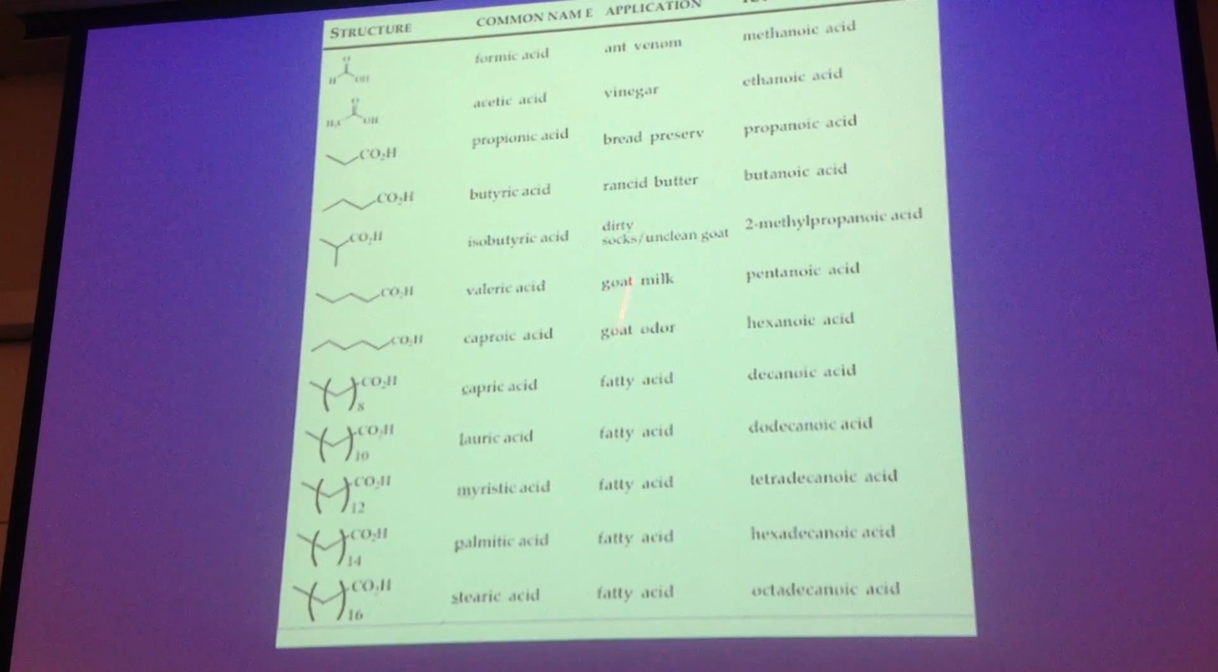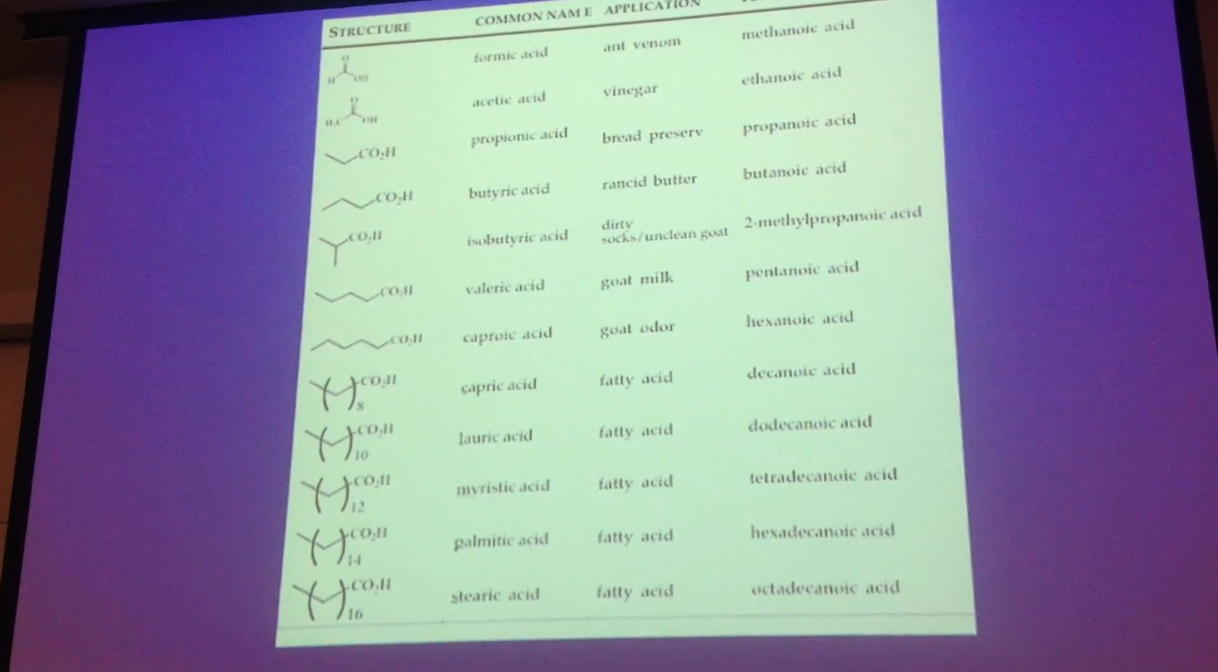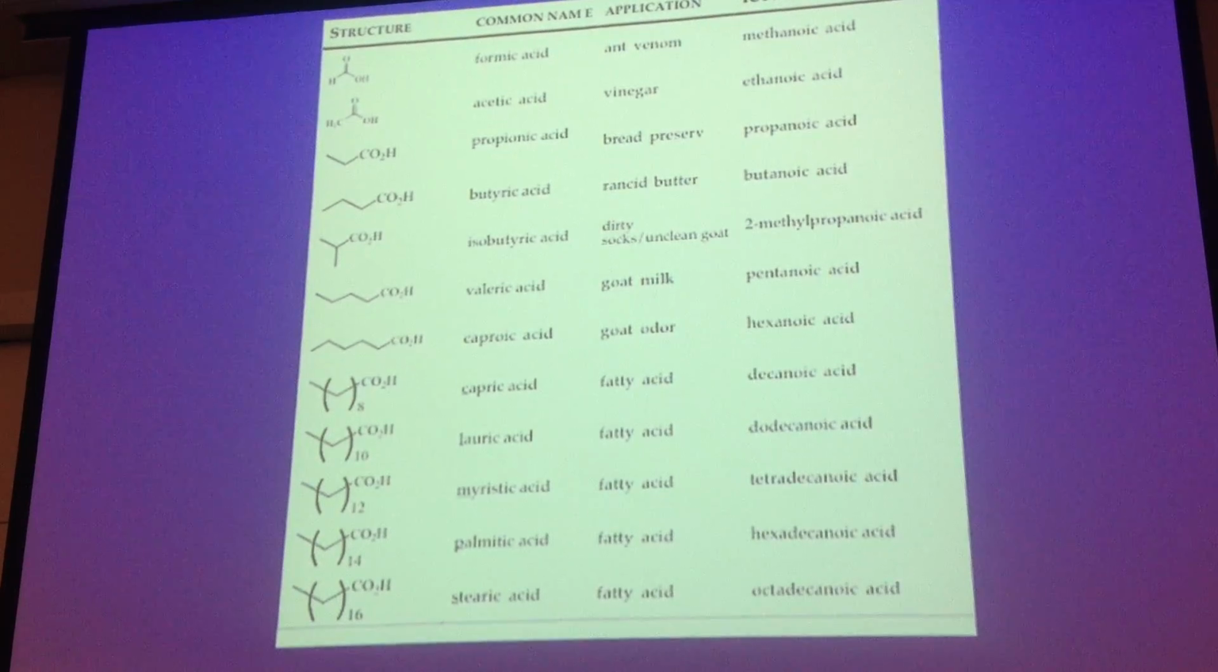And in a stock room, you can kind of tell when you're in the carboxylic acids aisle, because you walk down it and it sort of smells like an unclean goat. It's just, if you know, you're there.